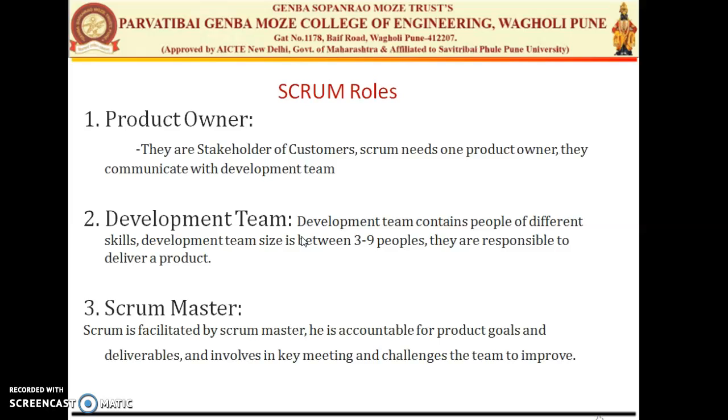So they are self-organized for the development process. The third one is the Scrum Master. The Scrum Master is one person who will facilitate the Scrum. So when to start the Scrum is totally the responsibility of your Scrum Master. He is accountable for the product goals. So he is the responsible person to get the product goals and the deliverables.